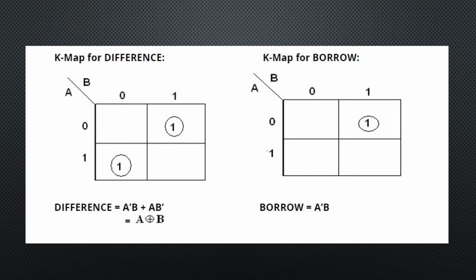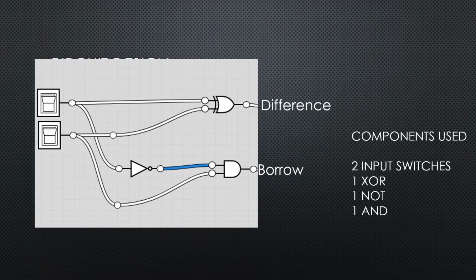This is the K-map for half subtractor. This is the circuit design for half subtractor. Two input switches, one XOR, one NOT and one AND.